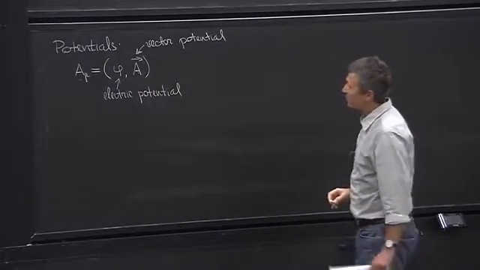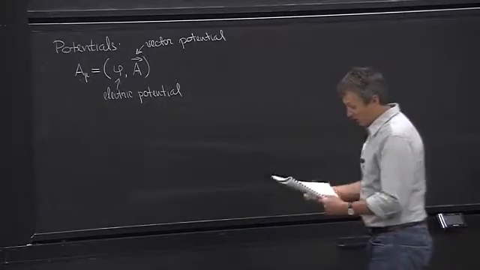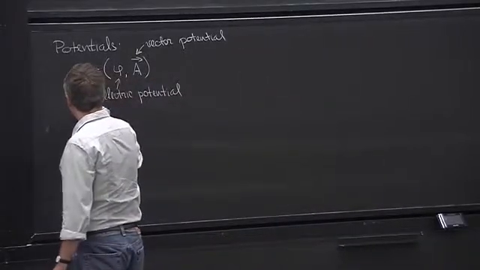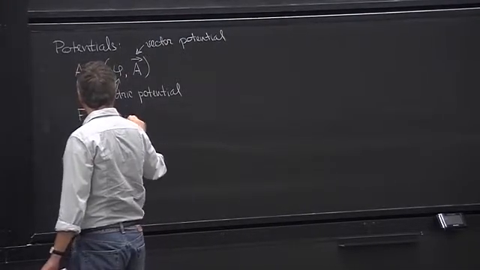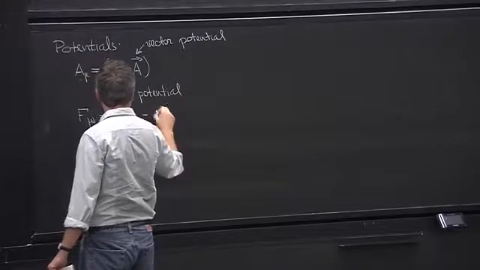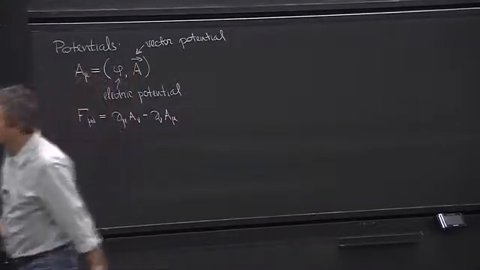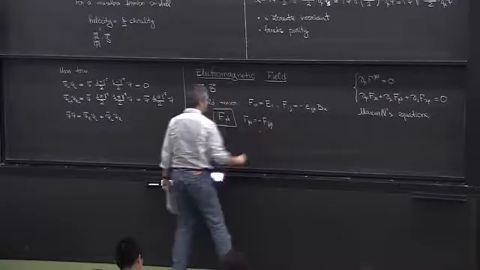So from the point of view of Lorentz transformations, they form a 4-vector. And so in terms of A, F mu nu is written as d mu A nu minus d nu A mu. So F mu nu is, by the way, an antisymmetric quantity, so it also satisfies this equation.